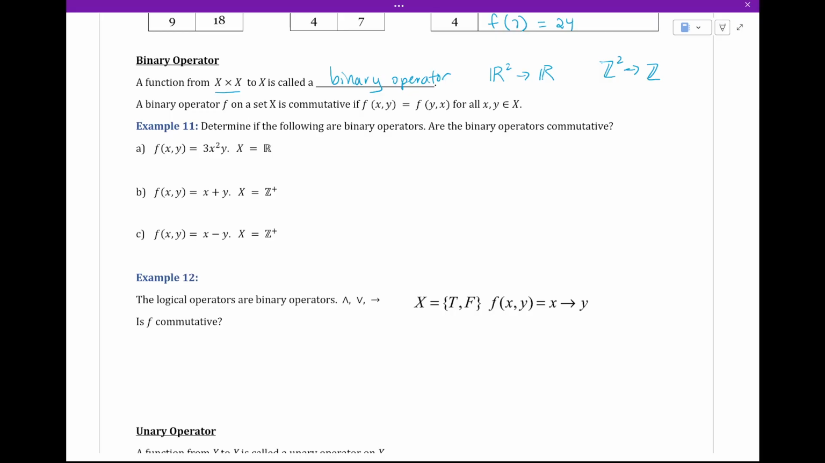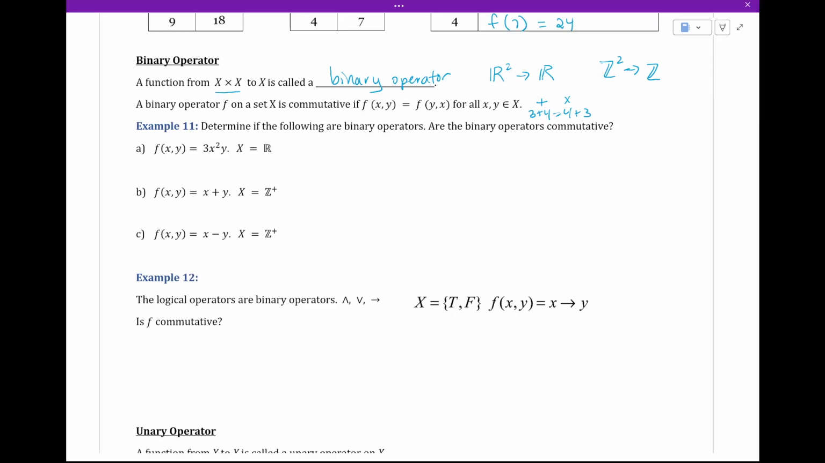A binary operator f on set x is commutative if f of x,y is the same as f of y,x for all x and y. So some common commutative operations are adding. So 3 plus 4 is the same as 4 plus 3. Another one is multiplication. 3 times 4 is the same as 4 times 3. Those two are commutative. Division and subtraction are not commutative.